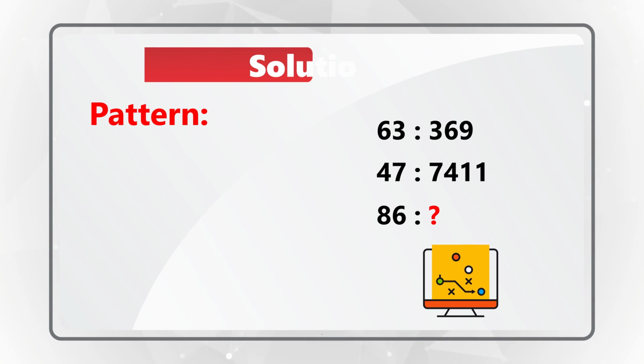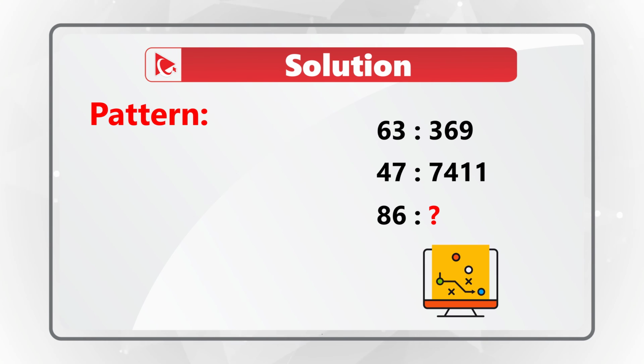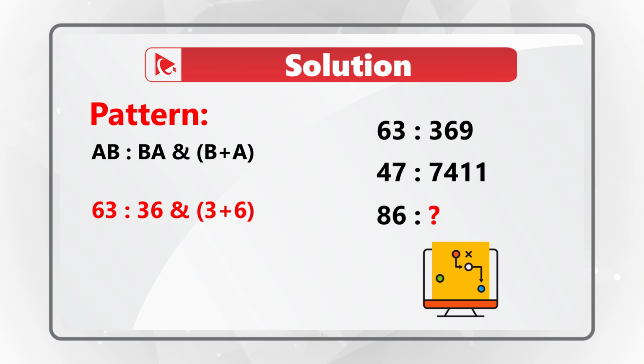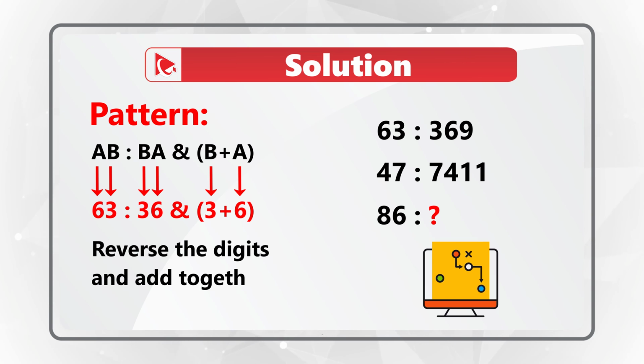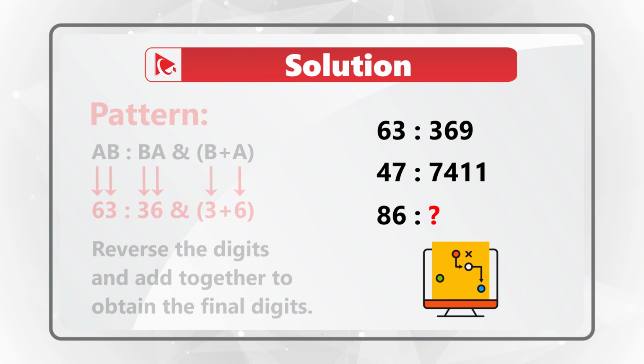As usual, my advice to you: to solve this and other similar types of challenges, you need to look for patterns. And the pattern here is that AB is related to BA plus B plus A. So you need to reverse the digits and add together the digits to obtain the final digits. Let's look at the sample.